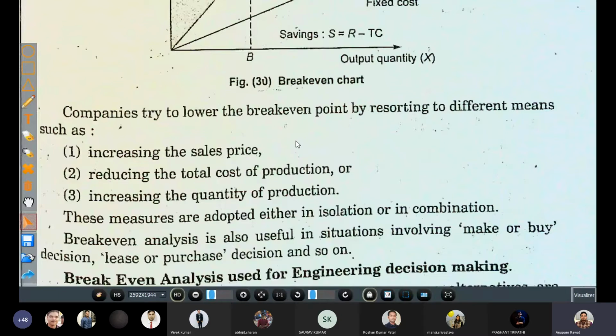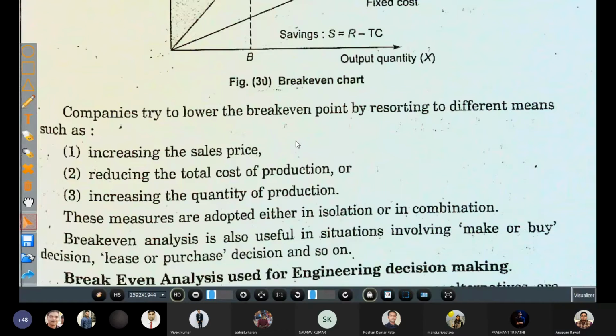Now let us understand what the marginal cost and the marginal revenue are. So basically, the marginal cost is the additional cost incurred by a company to produce one extra unit of a product. And similarly, the marginal revenue is the additional money earned by selling one extra unit of a product.